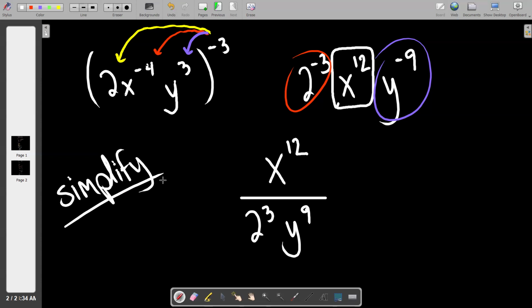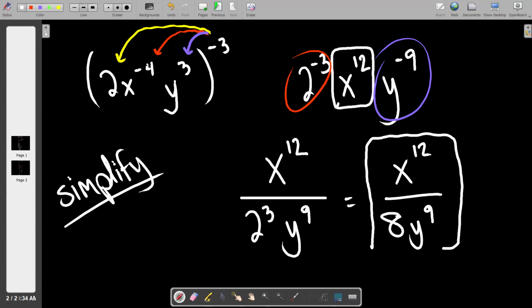You understand that? And do you see some math that we could do? I do. What is it? What is 2 to the third? It is 8. So the final answer to this problem would be x to the 12th over 8y to the 9th. Now that is a simplified answer.